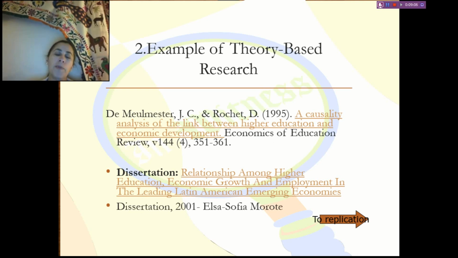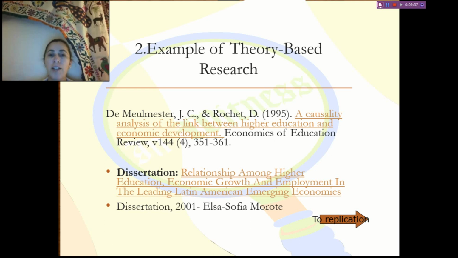For example, in all of these searches, I found an article when I was a student called A Causality Analysis of the Link Between Higher Education and Economic Development. I fell in love with the article. It was exactly what I wanted to do. I wanted to do something with a mathematical model, using statistics. I am interested in higher education and economic development. I mean, that was perfect.